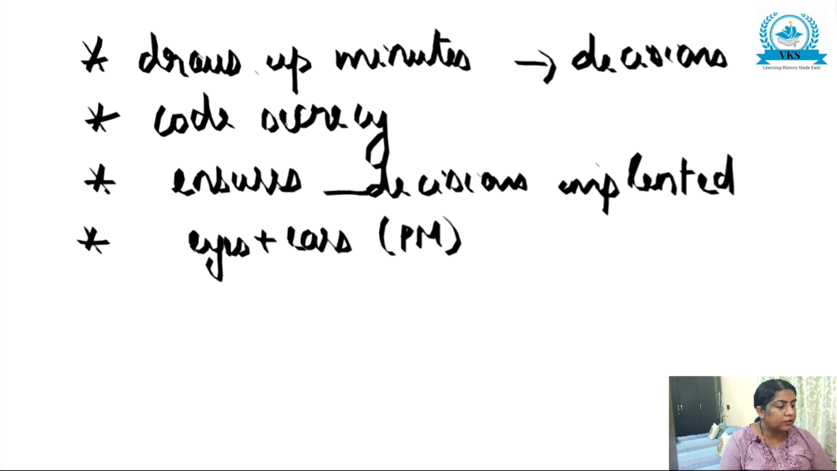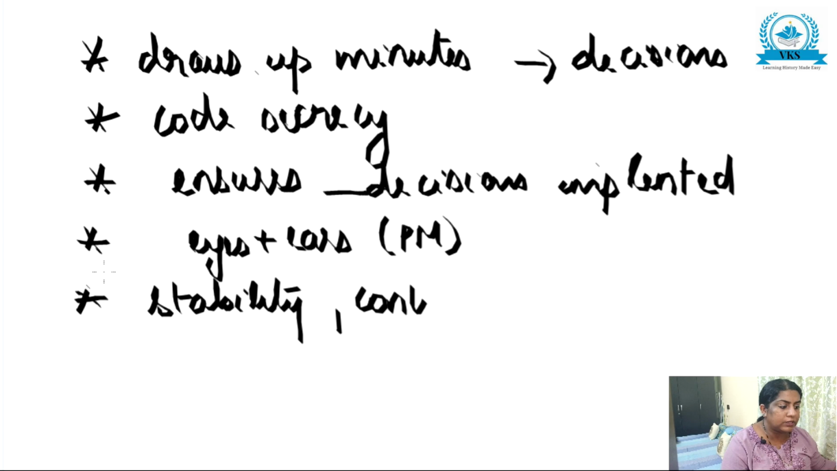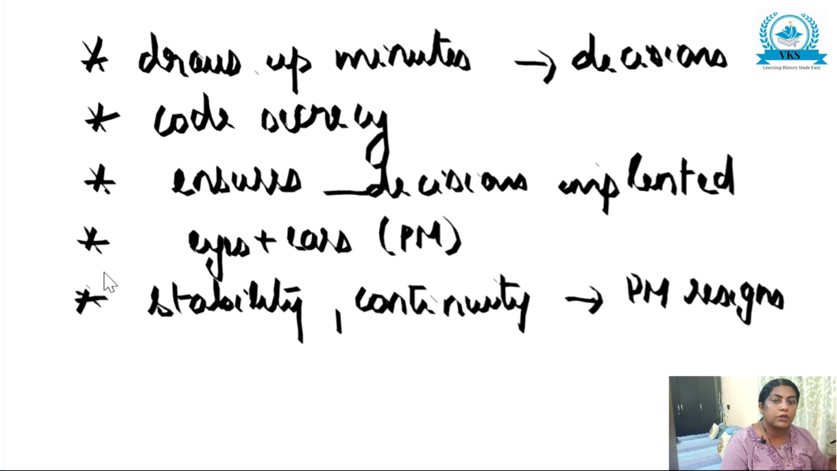The cabinet secretary also provides the element of stability and continuity to the administration when the prime minister resigns. So in case of a situation where the prime minister resigns, the cabinet secretary provides the element of stability and continuity. That also is an important duty.